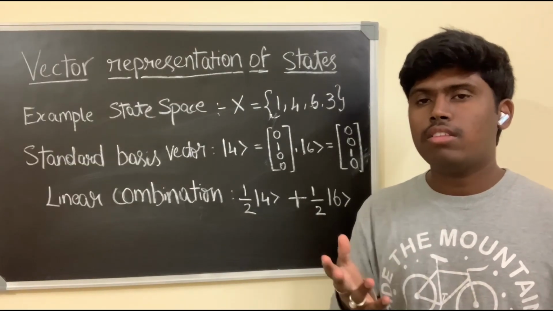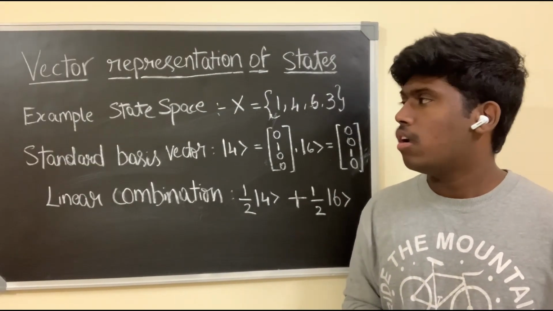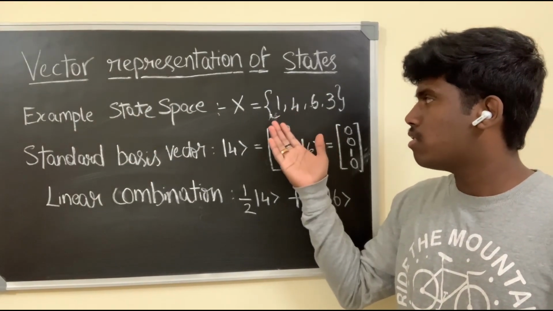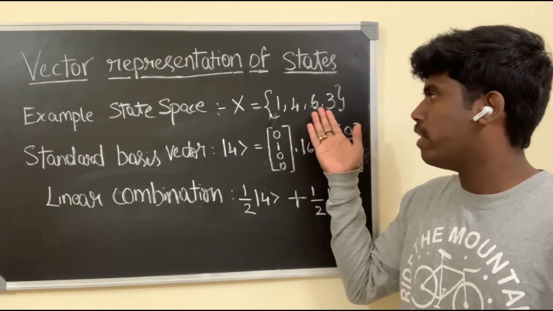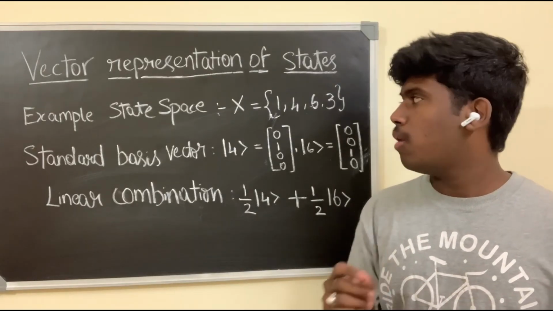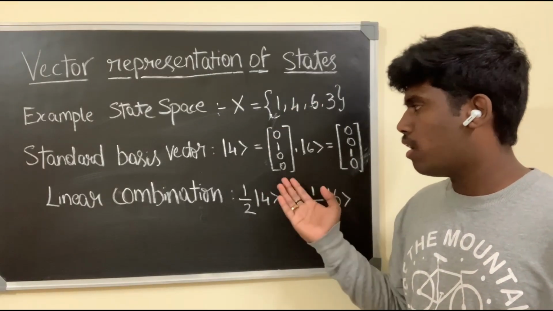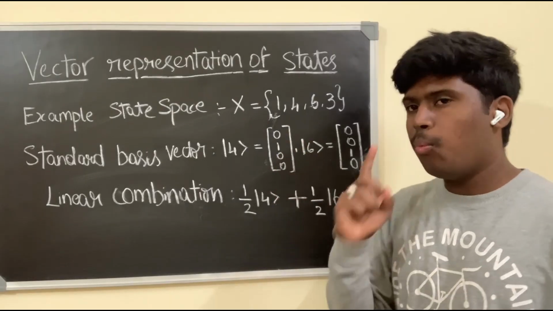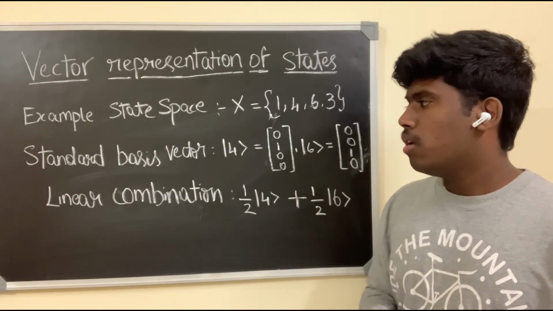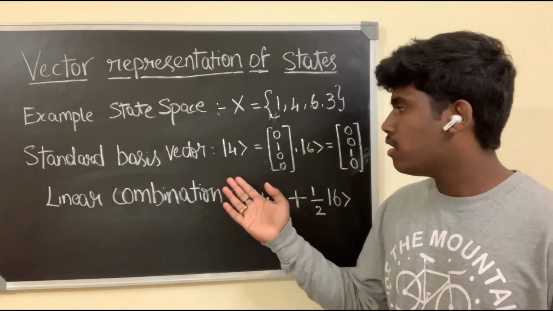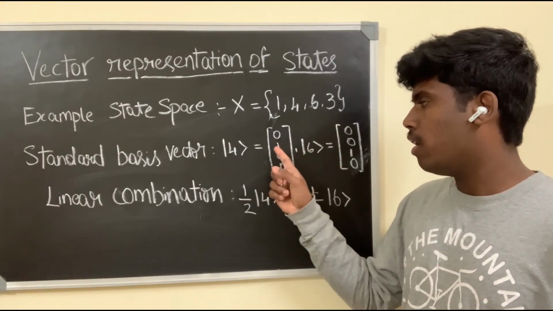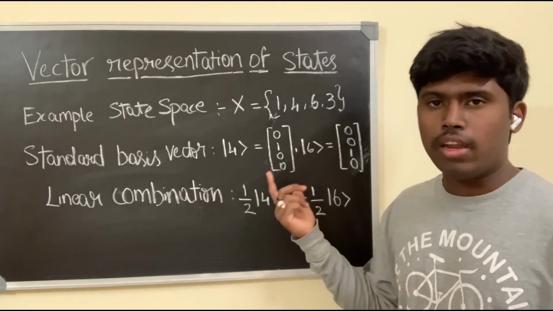Another way to represent states is using basis vectors. Let's take for an example a state space X, which consists of states 1, 4, 6, 3 inside it. We can represent each single state in a vector form where there is only one entry that's equal to 1 and the rest equal to 0. For example, ket 4 is a basis vector where it has 1 in its second entry and 0 in the rest of the entries.